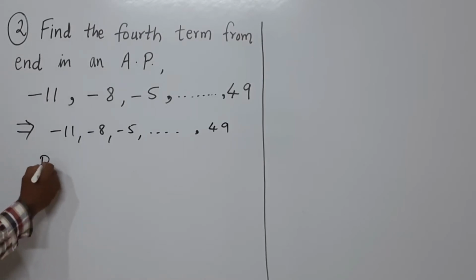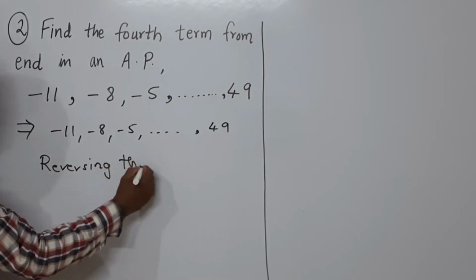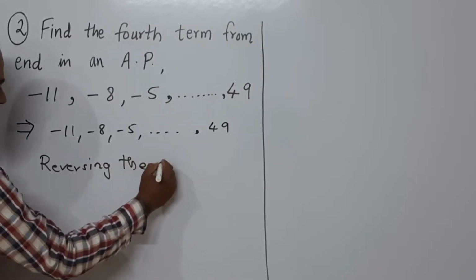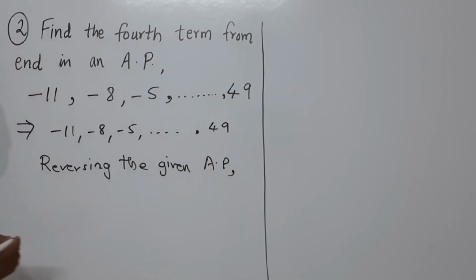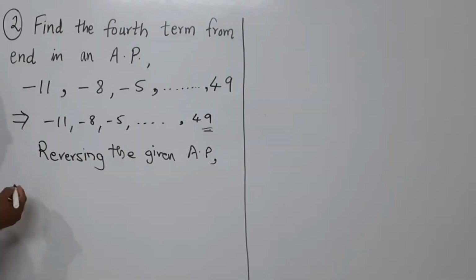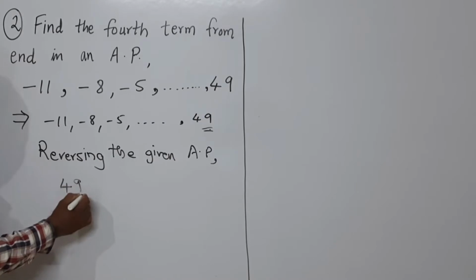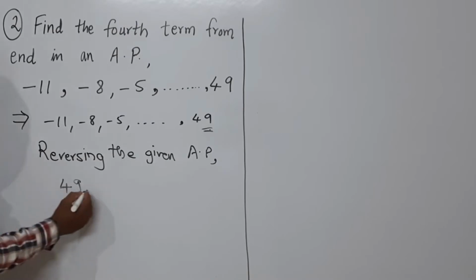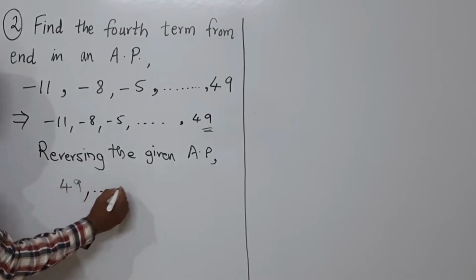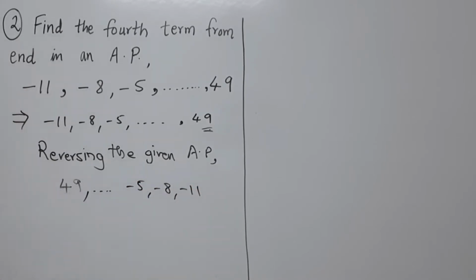So here, reversing the given AP, if we reverse the arithmetic progression, it does not change. It remains the same, so we will reverse the AP. After reversing the given sequence, the sequence which is obtained is also an arithmetic progression. So the sequence is 49, ..., minus 5, minus 8 and minus 11.